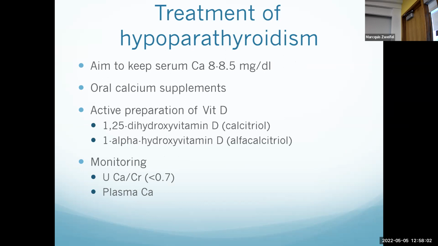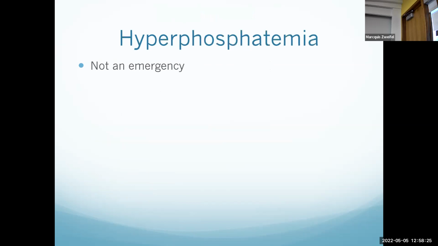You can give them oral calcium supplement, but you actually also have to give them active preparation of vitamin D, so calcitriol and alpha calcitriol. And you want to monitor the urine calcium to creatinine ratio and make sure it stays below 0.7, and you want to monitor their plasma calcium. Those can be one of the hardest cases, especially post-op, to manage their calcium.